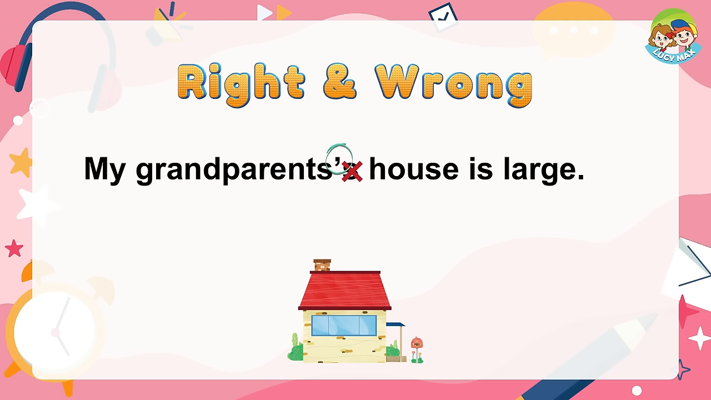Look at the next one. He isn't like apples. This is wrong. Be verbs don't go with base verbs. He don't like apples. This is also wrong. He goes with doesn't, not don't. The correct answer is, he doesn't like apples.